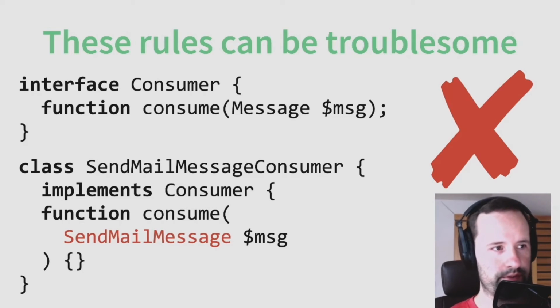So we just established that these rules are useful, but sometimes they tie our hands too much. Imagine a consumer interface that accepts messages in some kind of a message queue, for example in RabbitMQ. And we have a specific implementation that we know will only ever receive a specific kind of message. But this goes against the parameter contravariance rule, because the type hinted SendMailMessage is more specific than the Message interface in the consumer interface, in the implemented interface.